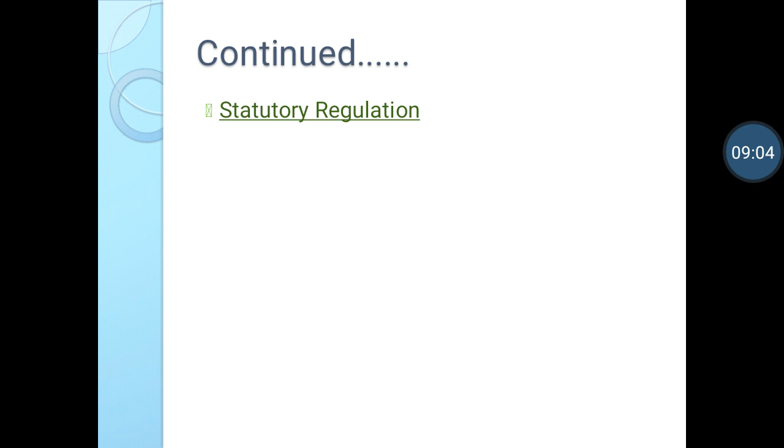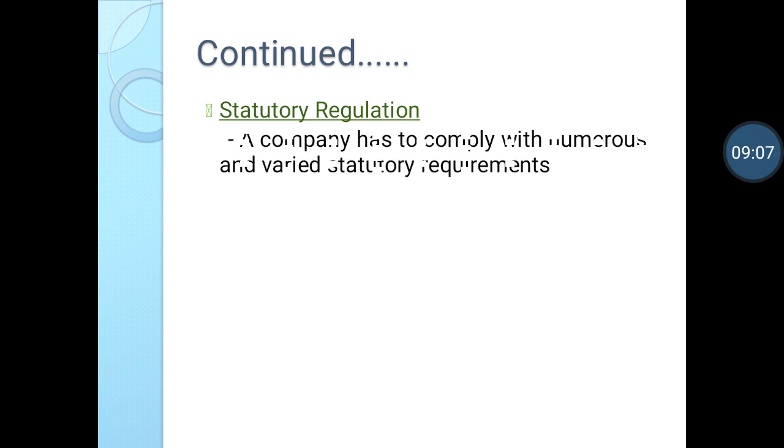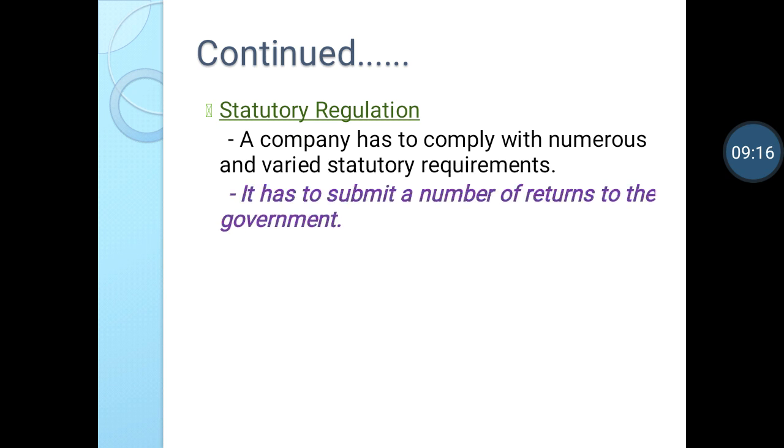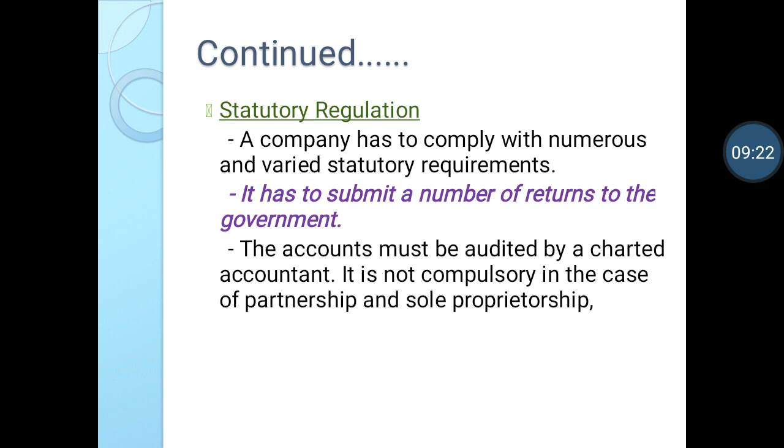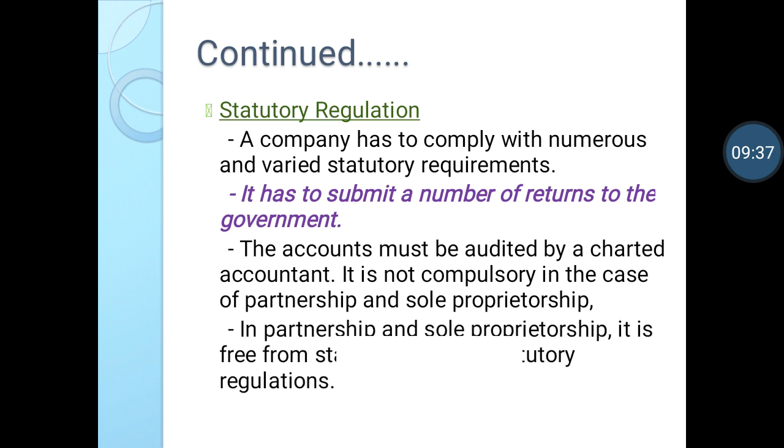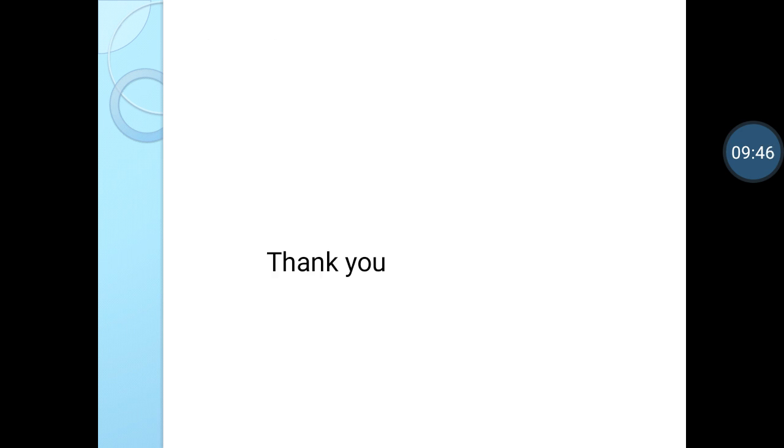Finally, we are going to see statutory regulation. Statutory regulations means there are numerous and varied procedures to comply with the government. A joint stock company has to submit a number of returns to the government. The accounts must be audited by a chartered accountant, and this is not compulsory in the case of partnership and sole proprietorship. For partnership and sole proprietorship, it is not compulsory to file returns to the government. So partnership and sole proprietorship are free from state control and statutory regulations. These are all the features of a joint stock company.